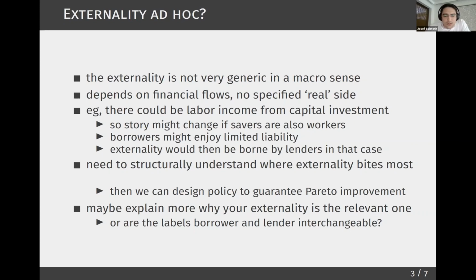Again, I understand the goal here is not to build a huge model, but maybe some additional explanation in the paper about why the externality that you chose is the relevant one and captures the important cases, and whether these labels borrower and lender are interchangeable, and just a bit of discussion in that sense would be helpful.